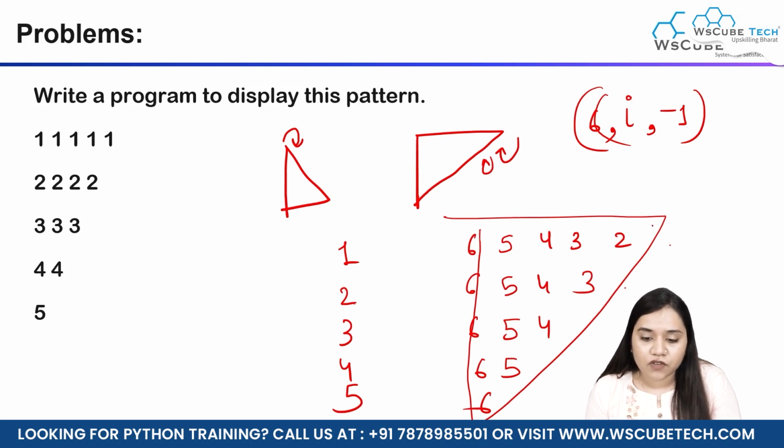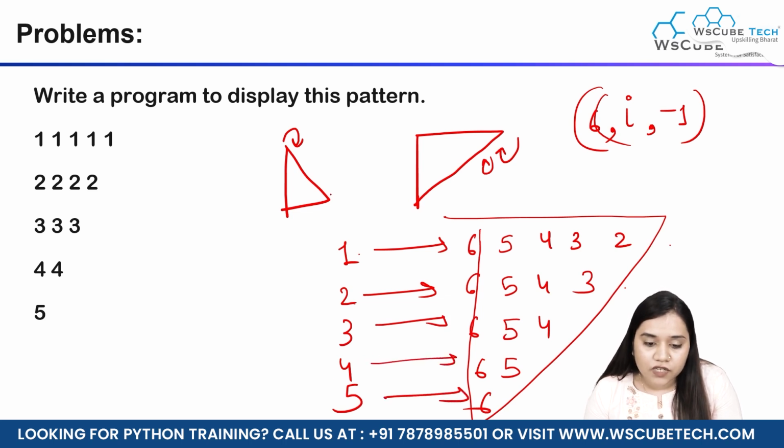We need to obtain 1, 1, 1, 1, 1. That is the number of rows, the row over here. In this case, we have this. In this case, we have this. And in this case, we have this number. So we need to work on the rows and columns both as well.